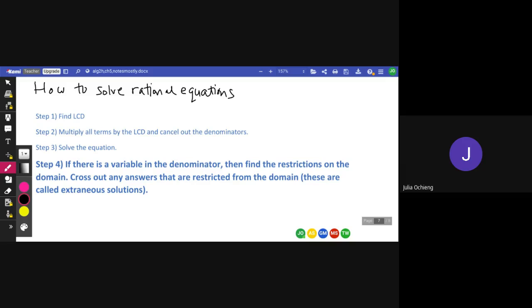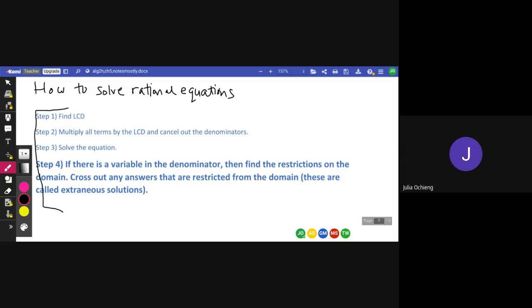So this is a video on how to solve rational equations, and rational equations are more or less just equations that have fractions in them. If I wanted to be a little bit more explicit, they are equations that have fractions, and there are likely to be variables in the denominator. Okay, so we're going to do this using these 4 steps.